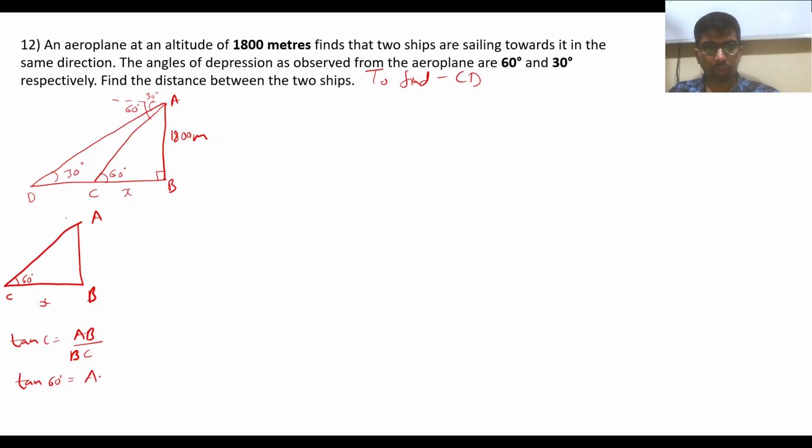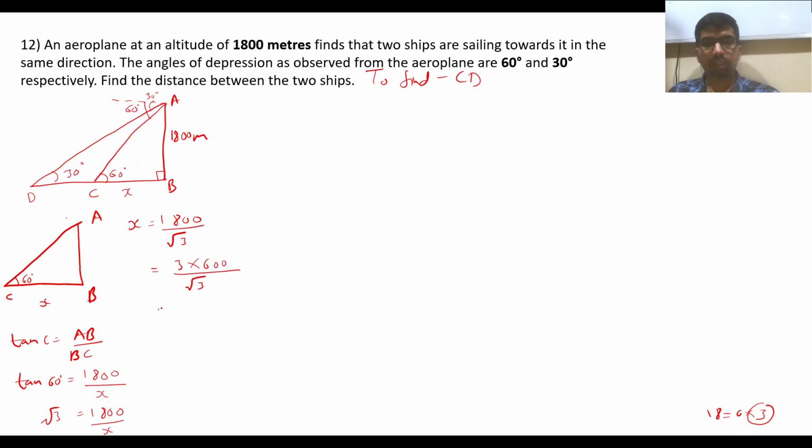AB का वैल्यू नहीं पता अपने को. AB वैल्यू वी नो इट्स 1800. It's 1800 upon X. This will be root 3 upon 1800 upon X. Bring X over 3 down. X will be 1800 upon root 3. Now see 18 कैसे बनता है? 18 is made up of what? 6 into 3. 3 number is over here. I want 3 over here. So write this as 3 into 600, which is 1800.